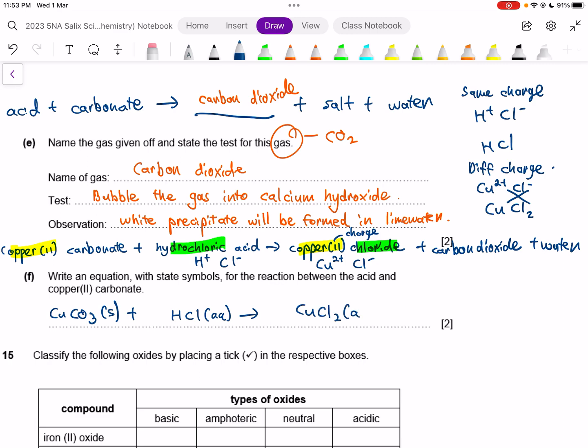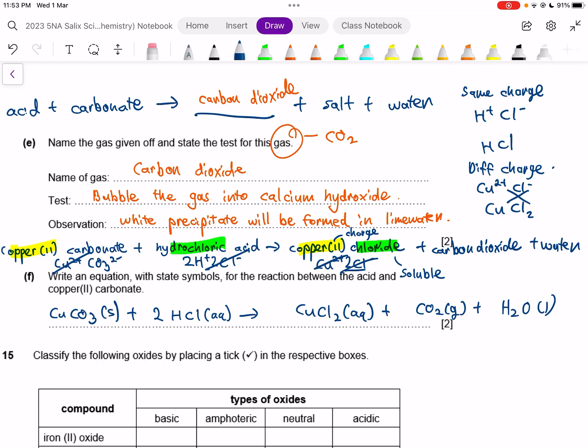It's a soluble salt, so aqueous. Remember this salt is actually soluble, plus carbon dioxide gas as well as water. So I will try to balance based on this formula. I have 2 chloride and 1 Cu2+, then 1 Cu2+ and 1 carbonate down here. So it's obvious I need to do something regarding this chloride. I need 2 sets of HCl to balance this, so the chloride and copper are balanced.